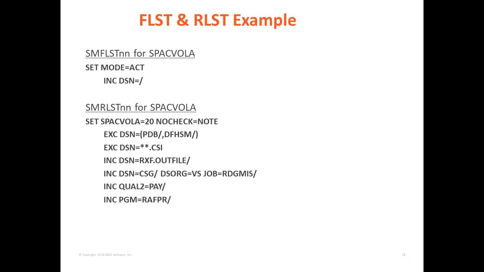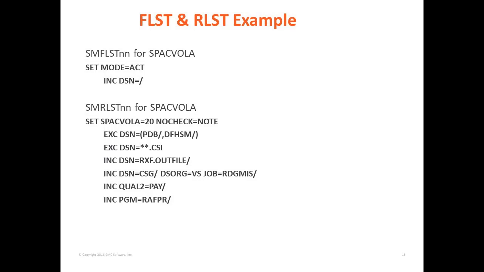The example shown is for function SPAC valet. The FList is active and all datasets are eligible for consideration. The RList sets the volume count to 20 and also tells SRM to bypass the note processing and allow these datasets to be included. By default, SRM does not allow for volume adds for note, point, or EXCP processed datasets.